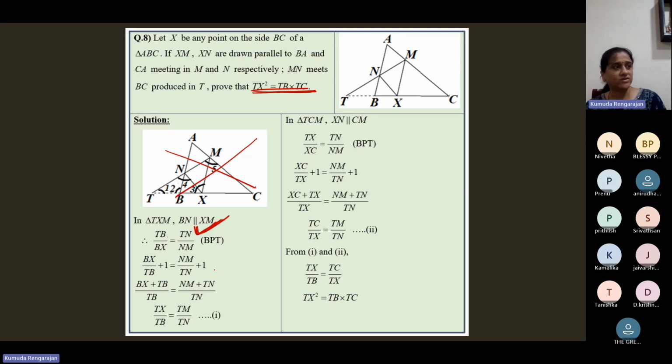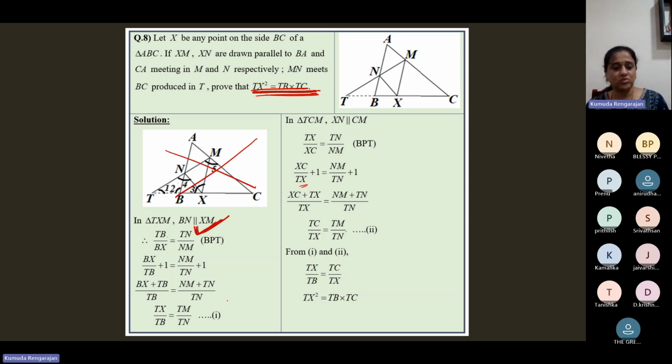And I add 1 to both the sides. Then I take the other triangle and write the result by BPT. And I compare this result with this result. TX is the only thing I have. The others I don't want, XC, TN, and then nothing I want. So I take reciprocals on both the sides and put TX in the denominator. Then I add 1 to both the sides and I get this result.